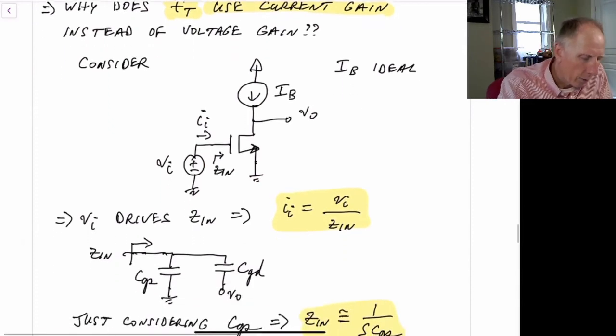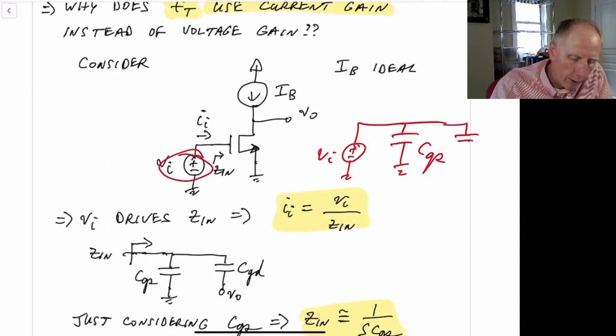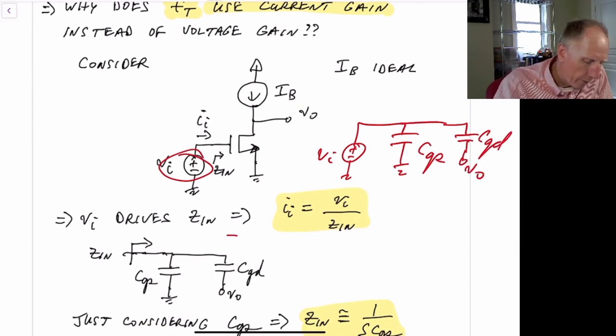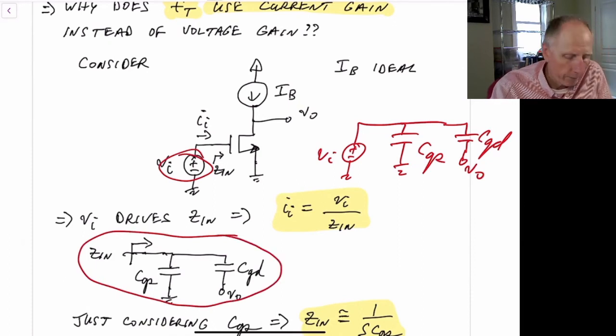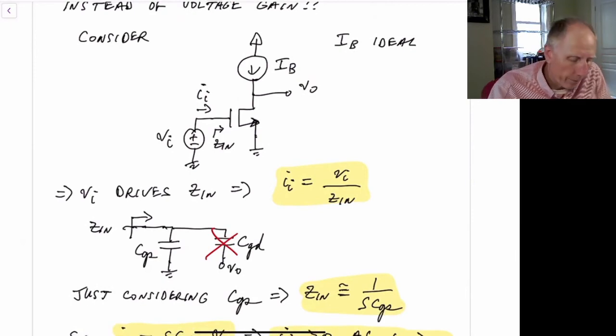So what we find is that this voltage source V sub I has to be driving C gate to source and some more, the C gate to drain, which is tied to the output voltage. So the impedance that V sub I has to drive is the gate to source capacitance in parallel with the gate to drain tied to V out. Now let's just ignore this part here. Just worry about the CGS for now.